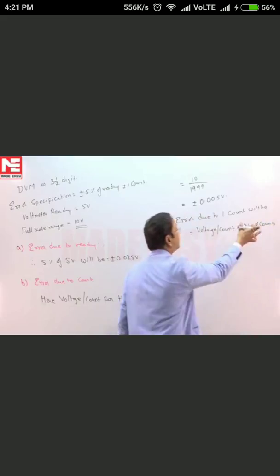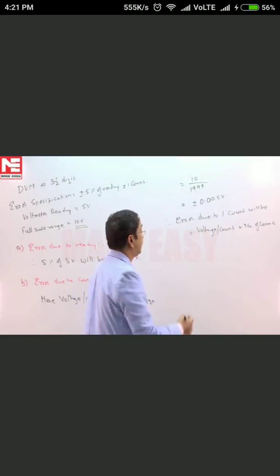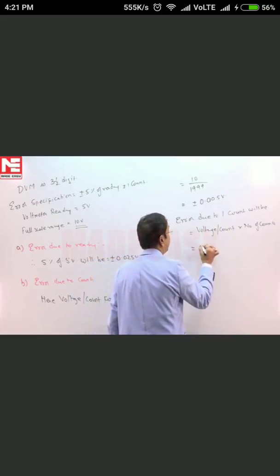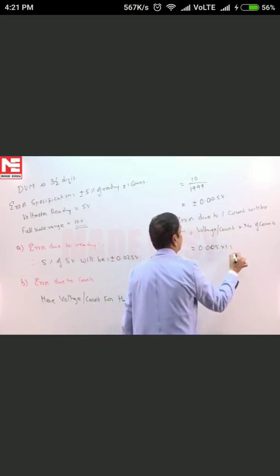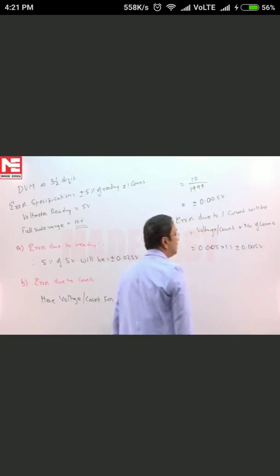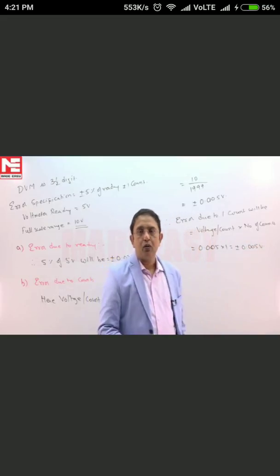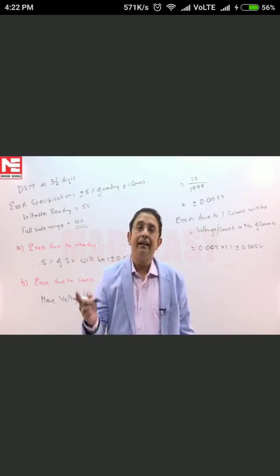In this case, I am taking the number of counts for the error specification. So this is going to be 0.005 into 1. This is going to be plus or minus 0.005 volts. The total error in the reading of the voltmeter is going to be the sum of the error due to reading and the error due to the count.